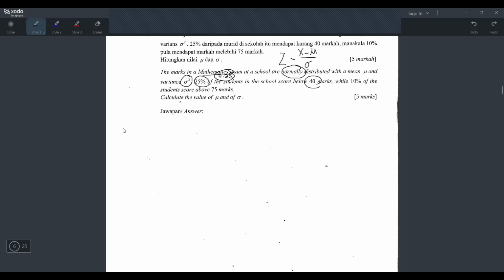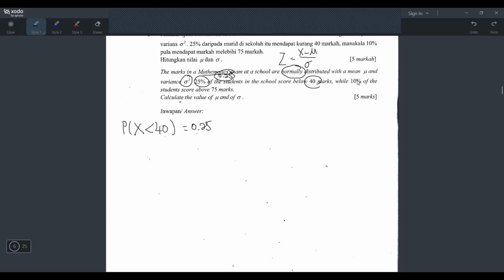So what we can write here is the probability of something equals 25%, which is 0.25. And what do we write inside here? For the school score below 40 marks, we can let x become the score. Below means smaller, and then 40. So this is my first equation.